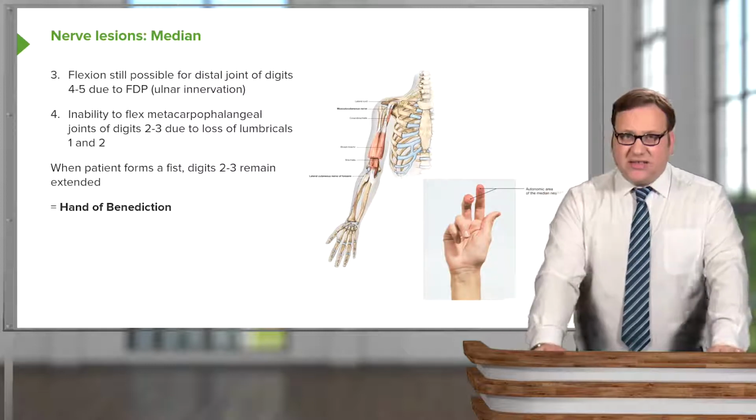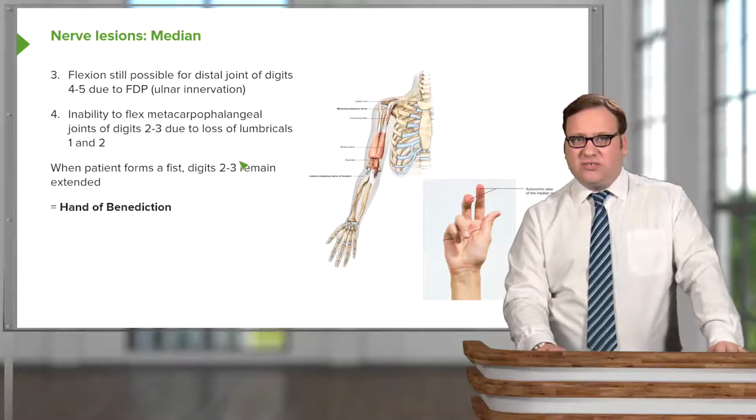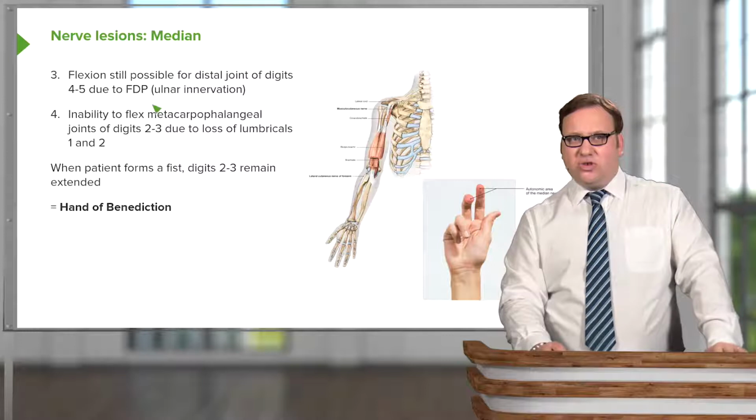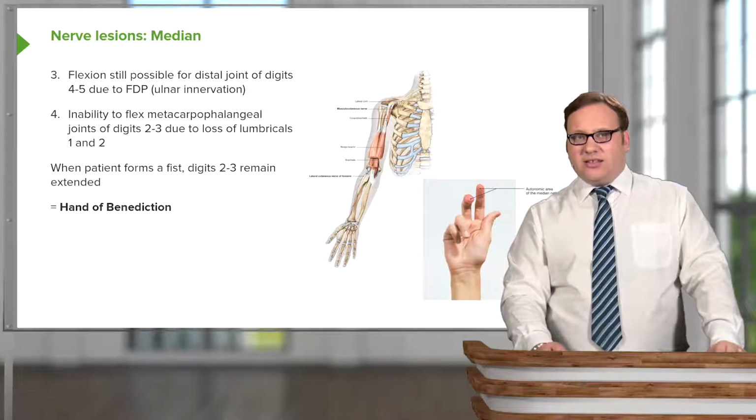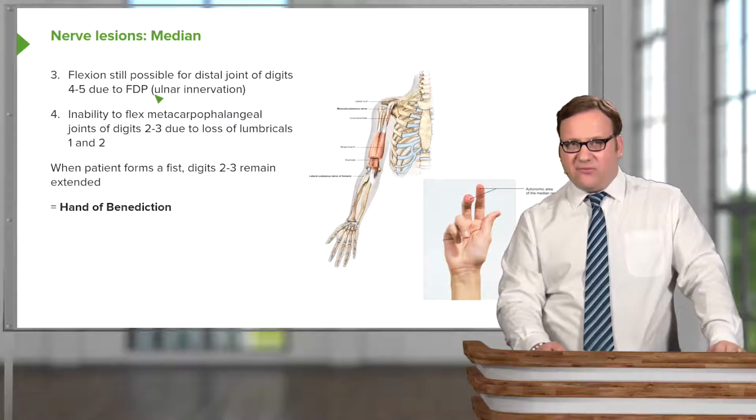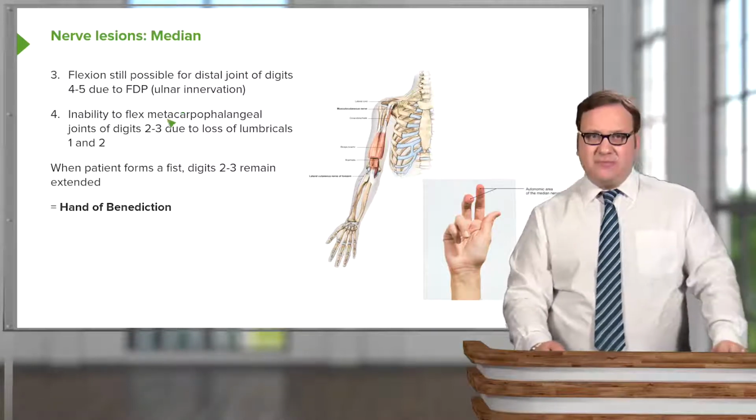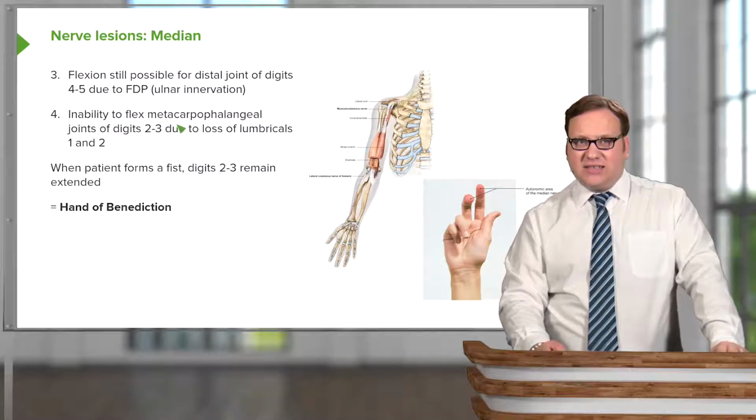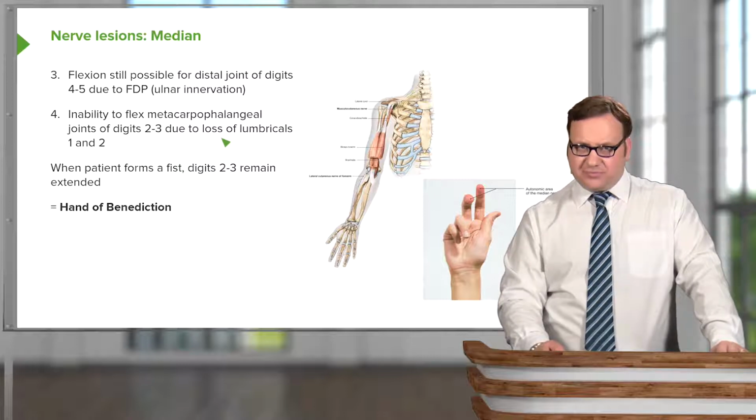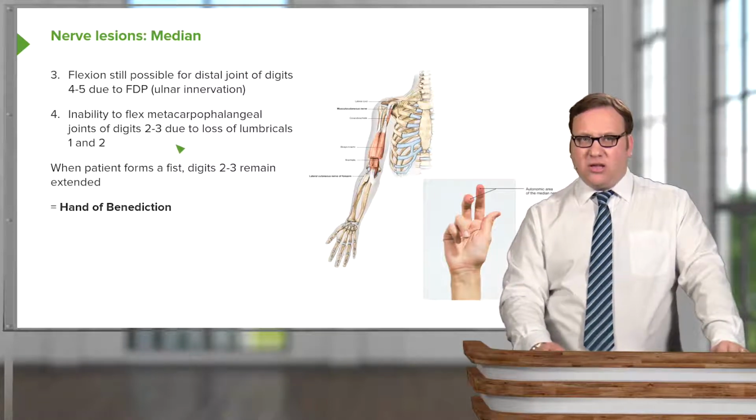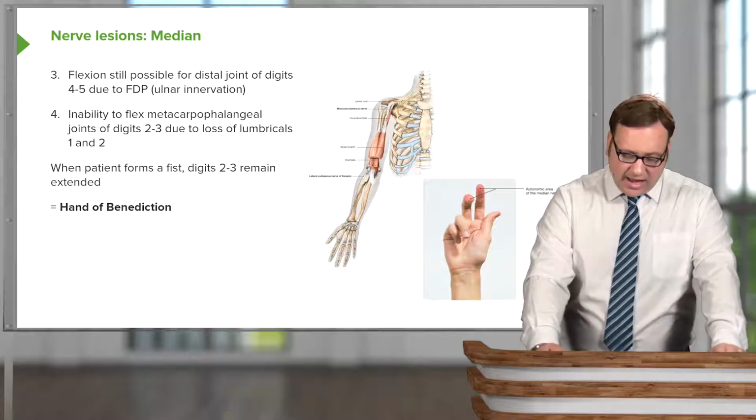You'll also be able to see that flexion will still be possible at the distal joints of digits 4 and 5 due to the flexor digitorum profundus having the ulnar innervation. Because the tendons that pass to digits 4 and 5 from flexor digitorum profundus are from the ulnar nerve, these are going to be spared. You're also going to have inability to flex the metacarpophalangeal joints of digits 2 to 3, and due to loss of the lumbricals, you won't be able to extend the interphalangeal joints of digits 1 and 2.